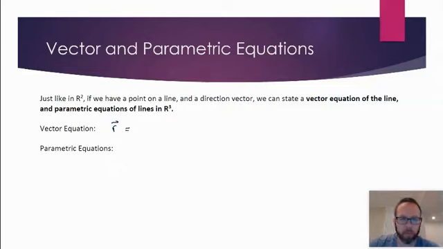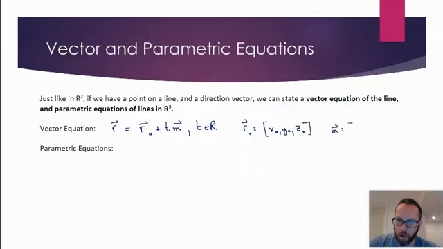So the vector equation is r equals r naught plus t times m, where t is a real number. You'll notice this is the exact same definition as in R2. It's just this time our r naught, our initial point x naught, y naught, now has a z component as well, and our direction vector has a third component.